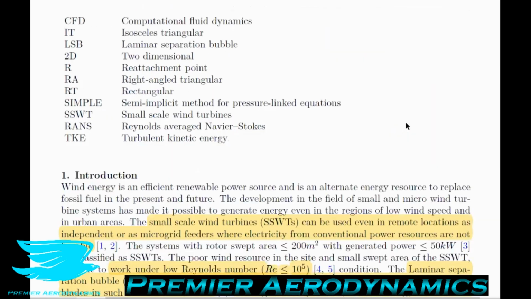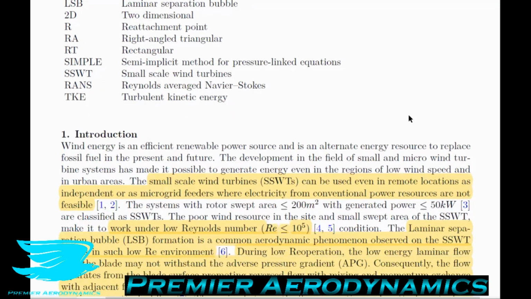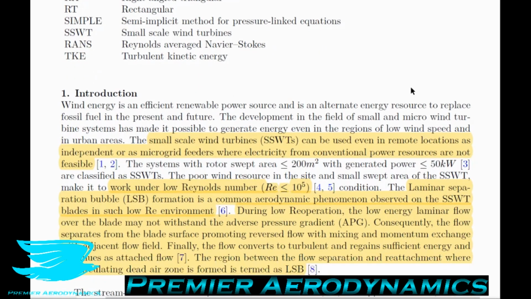They say, small-scale wind turbines can be used even in remote locations as independent or as microgrid feeders where electricity from conventional power resources is not feasible. And these typically work under low Reynolds numbers, so around 100,000 or less. This is a very important Reynolds number range because this is effectively the transitional regime.